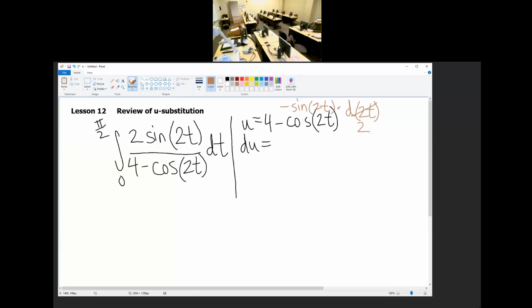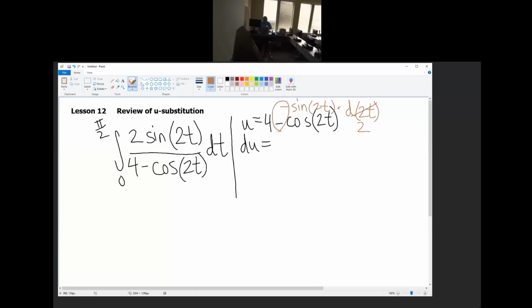And right here, our two negative signs change to a positive sign. So that will give us, once we move the 2 up front, positive 2 sine of 2t.